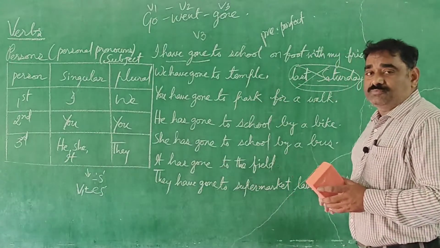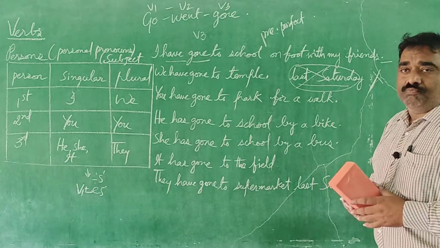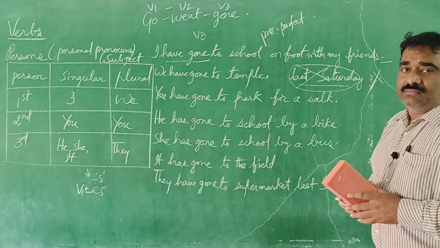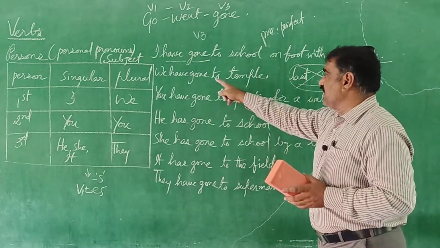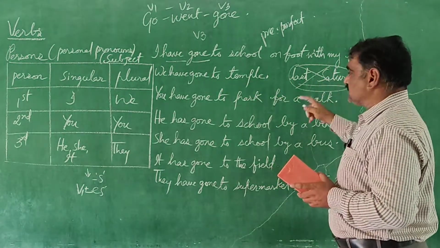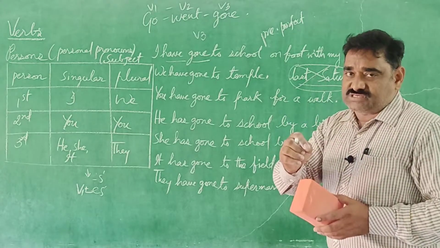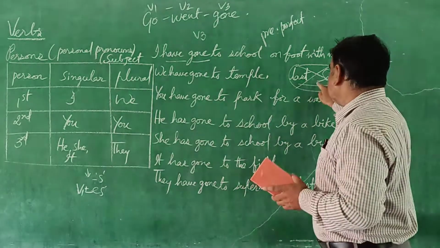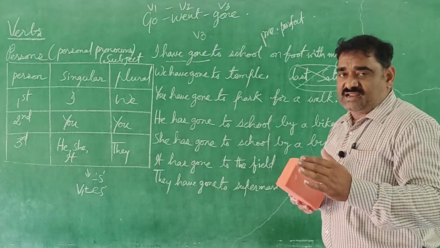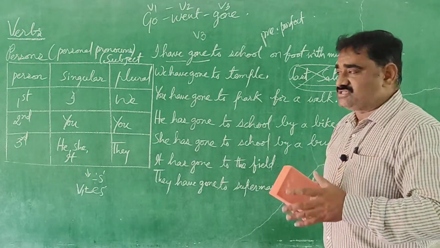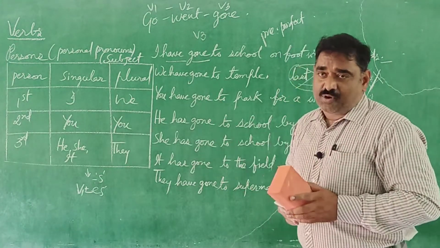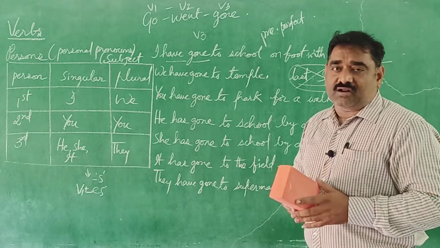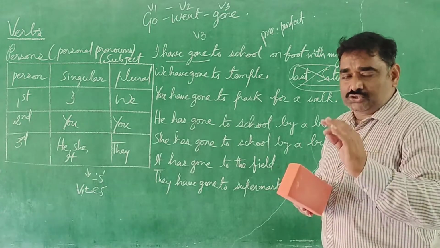We have gone to temple. We have gone to zoo. We have gone to museum. Not last Saturday. We have gone to school on last Saturday is a wrong usage. You should not use time expressions like last Sunday, last month, last year with present perfect. This is a tricky point, and there is scope for many students to commit a mistake.